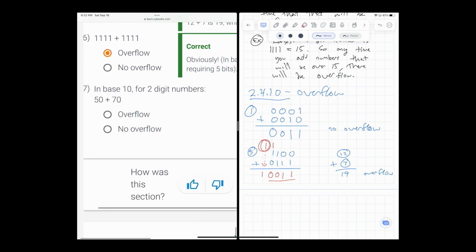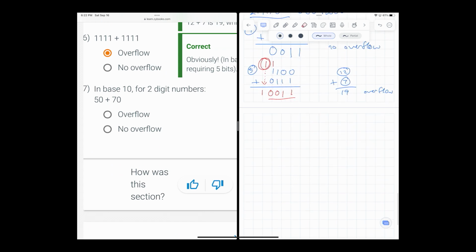Okay. For the last one, they're just talking base 10. So two digit numbers. If you add 50 and you add 70, that's 2 digits, right? But when you add them, it's going to be 3 digits because you're going to go 0 plus 0 is 0. 5 plus 7 is 12. But because of the extra carry, you get 120. And so it takes 3 digits, right? So they were talking about 2 digit numbers, but the result is 3 digits, and that's what overflow is.